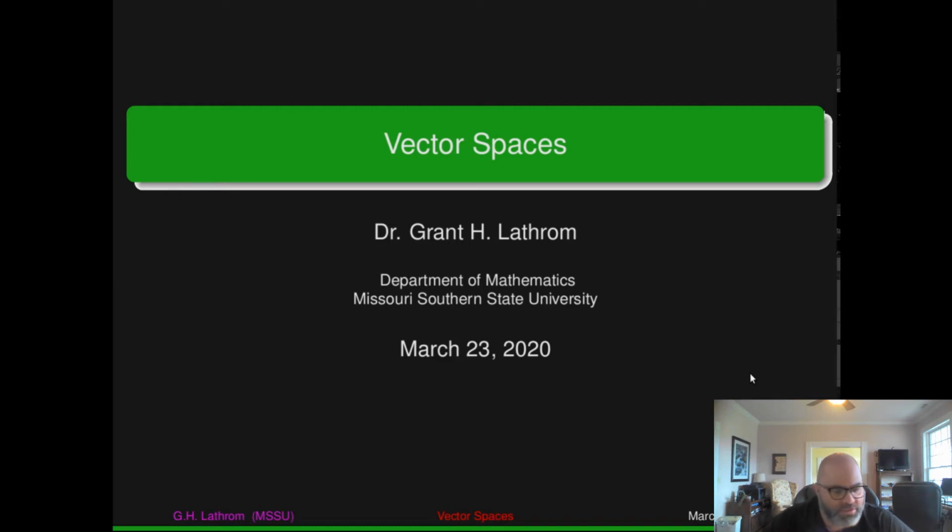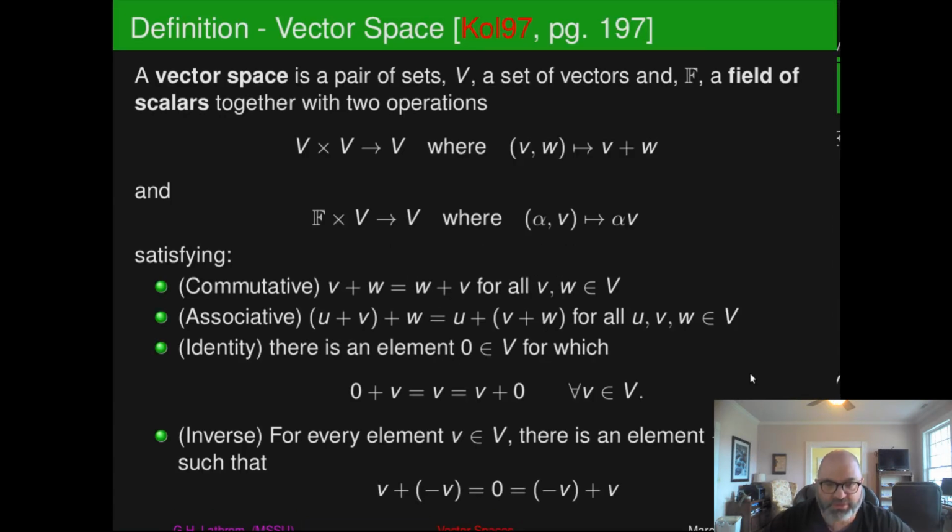Welcome everybody. Let's talk a little bit about vector spaces and in particular real vector spaces. Starting with a definition of what a vector space is, it really just consists of a pair of sets. We've got a set V that's going to be our set of vectors, and a field F that consists of what we'll call scalars. Now along with those we have two operations. One operation where we define vector addition, and another operation where we define scalar multiplication.